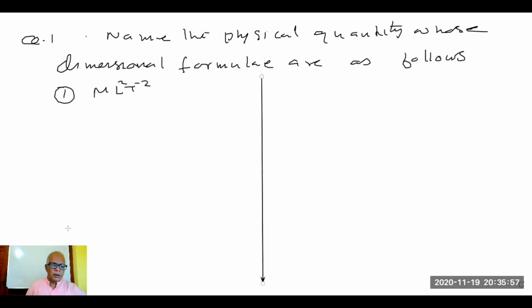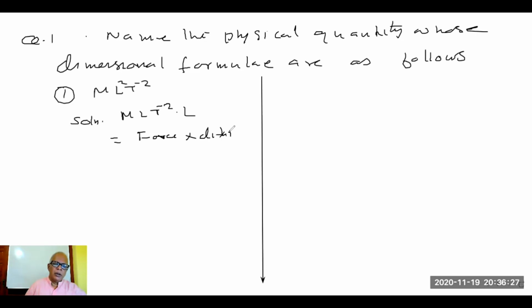So how will you solve it? You break up the dimensions of what you know. Force, you know, write that solution. MLT minus 2 into L. That is force into distance. This is the dimension of force, L is distance.